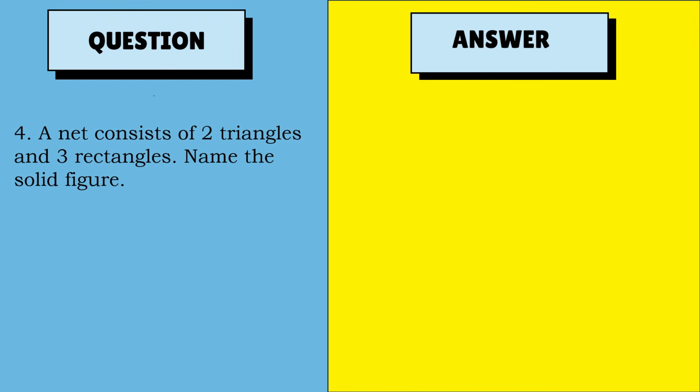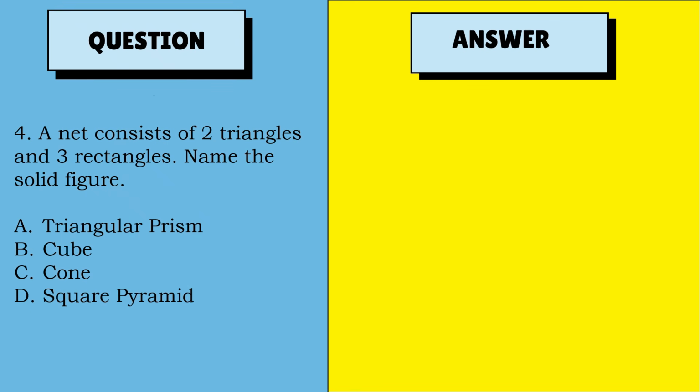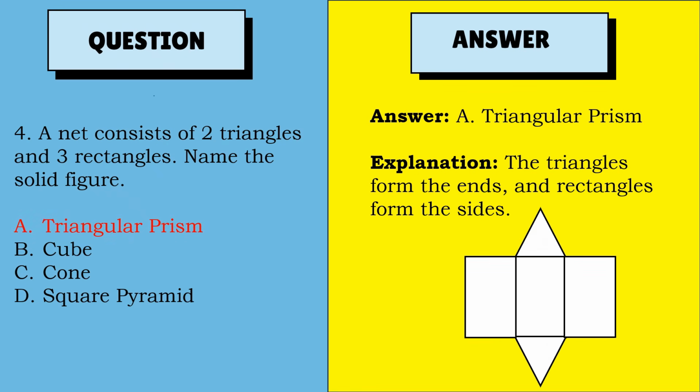Next question. A net consists of 2 triangles and 3 rectangles. Name the solid figure. A. Triangular prism, B. Cube, C. Cone, D. Square pyramid. What do you think the answer is? Alright, the correct answer is letter A, triangular prism. The triangles form the ends and the rectangles form the sides.